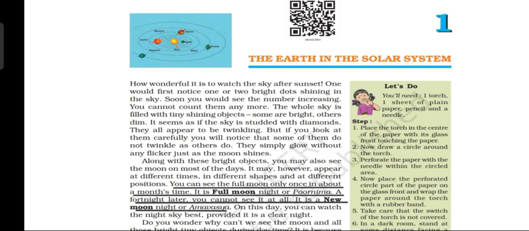So, children, all of you must have seen the sky after sunset. Firstly, we will see one or two stars in the sky, but slowly, the whole sky is filled with many stars. Some stars twinkle, whereas others simply glow or shine like a moon.